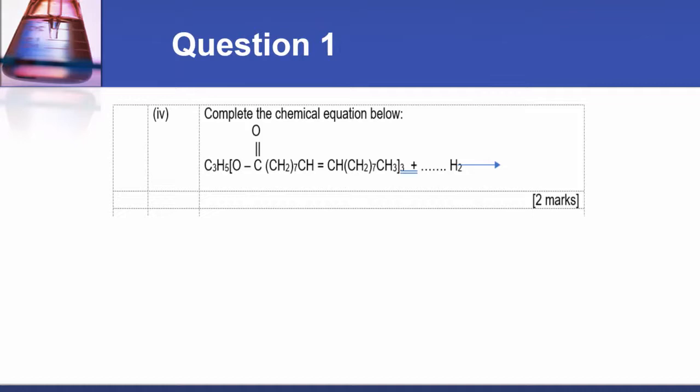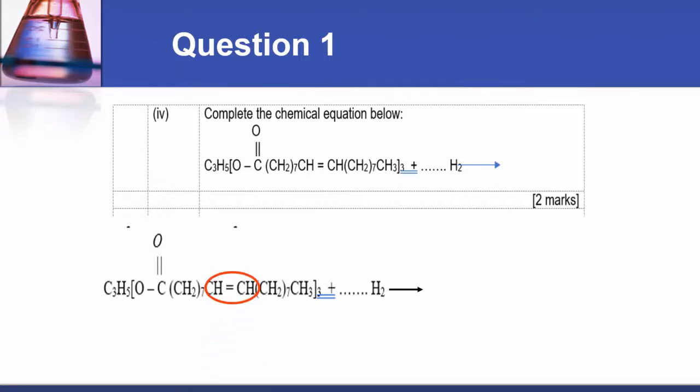For question 1A4, complete the chemical equation below. So we have reaction with hydrogen gas. Remember that hydrogenation involves hydrogen gas reacting with the double covalent bond between carbon atoms in order to change the double covalent bond into a single covalent bond. So the formula of the product will be this. Next, we need to balance the chemical equation. Since we have 3 double covalent bonds between carbon atoms, 3 moles of hydrogen gas are needed for the reaction to happen.